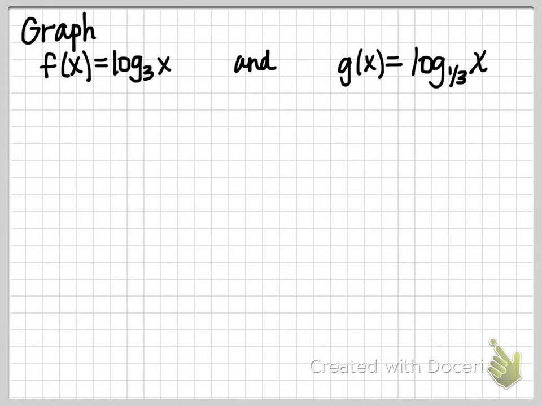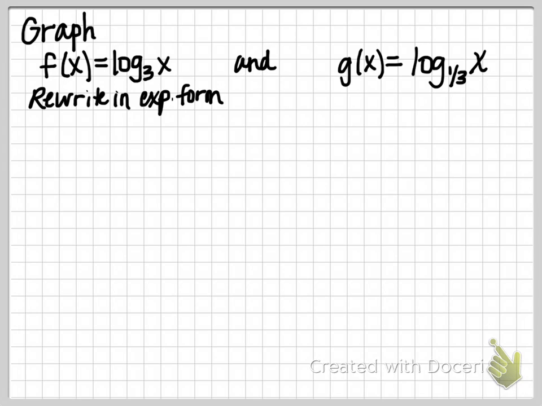We want to graph f of x equals log base 3 of x and g of x equals log base 1/3 of x, and compare and contrast the two graphs. So when you're presented with a logarithmic function that you want to graph, it's usually easiest to change it out of its log form and rewrite it in its exponential form.